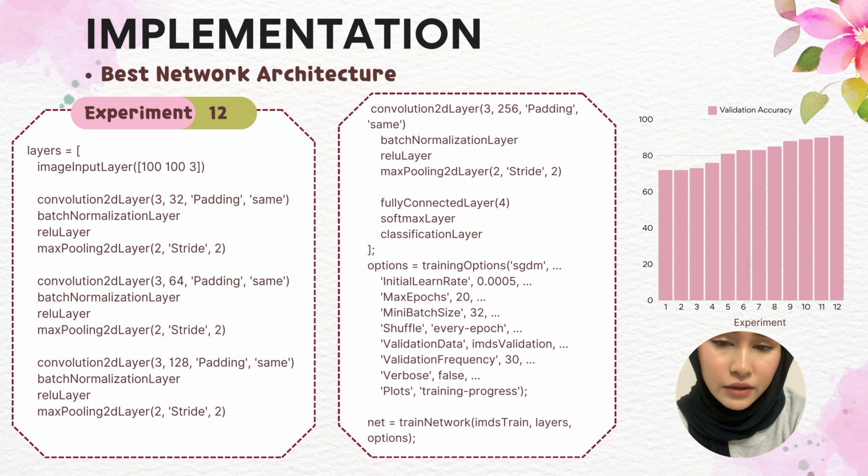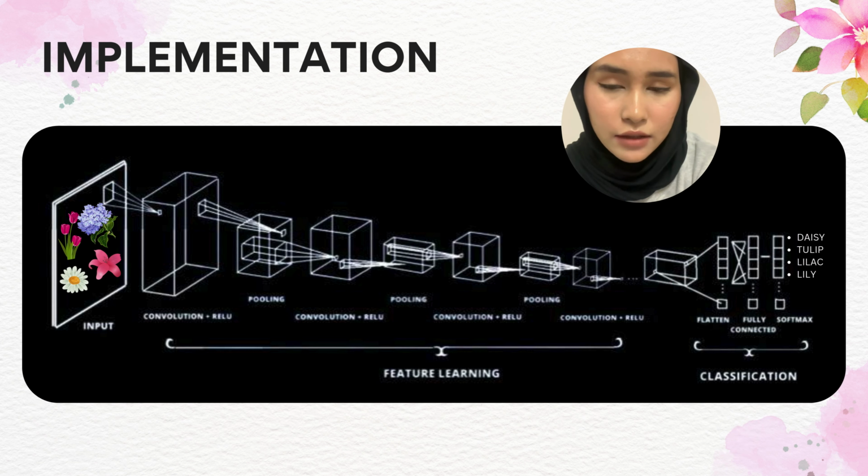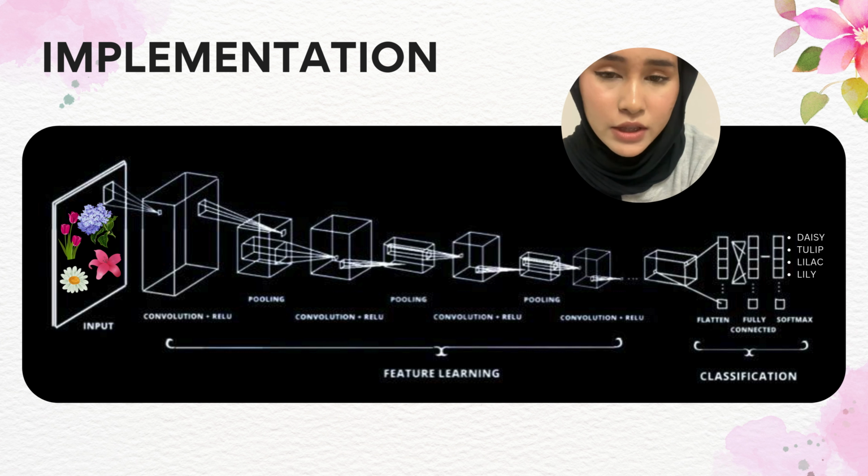Here we have a graph representing our 12 experiments, arranged from the lowest to the highest validation accuracy. This is our final network figure. For the input, here we have images of different types of flowers, which are tulip, lilac, daisy, and lily. And for the feature learning, we have 4 convolution plus ReLU with 3 pooling layers. And for the classification, we have flatten, fully connected, and softmax.